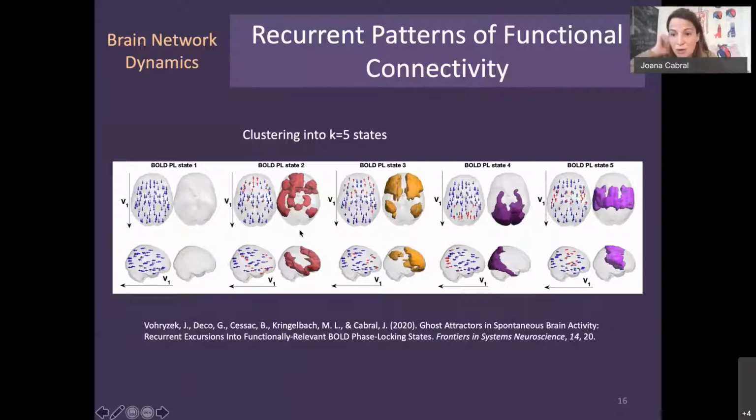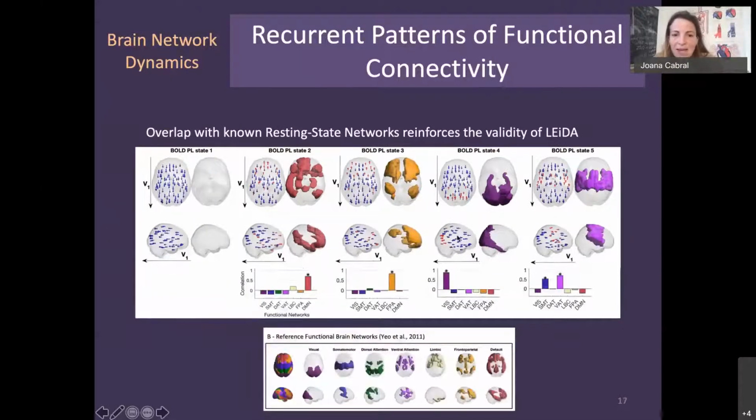But what is perhaps more interesting is that the other patterns that we detect overlap with known functional subsystems. So here I overlap with known resting state networks from the literature. On the bottom, we see reference functional network systems from Thomas Yeo, 2011. They divided the brain into the visual, somatomotor, dorsal attention, limbic network, frontoparietal, and default. And we find that the network that appears with second highest probability of occurrence, this second state, has a strong overlap only with the default mode network.